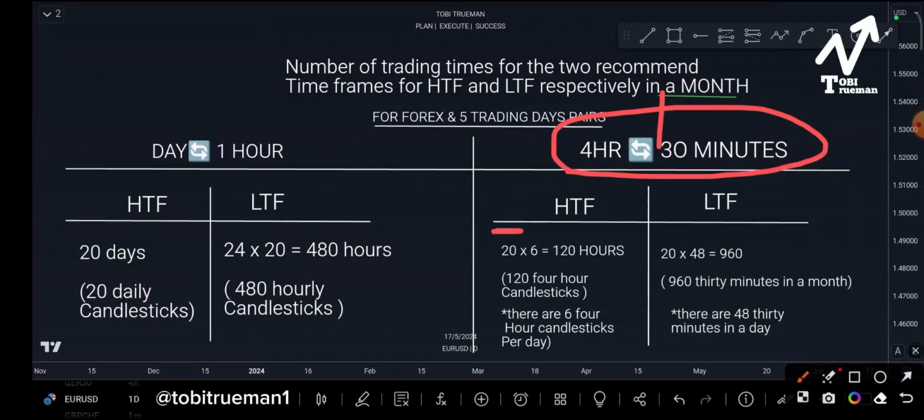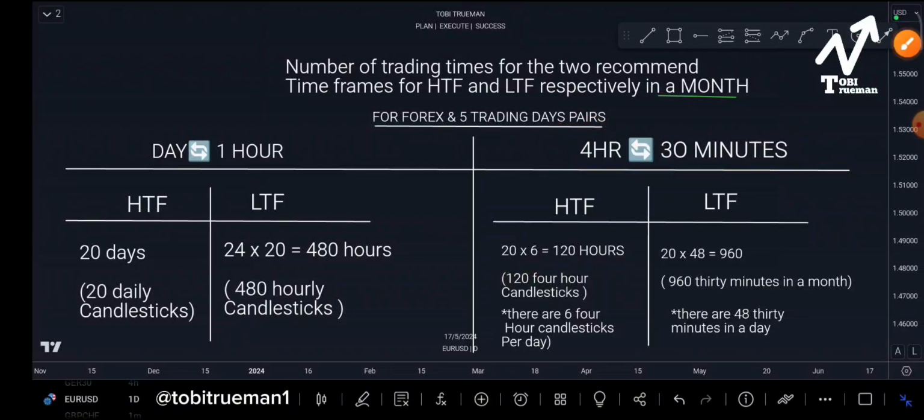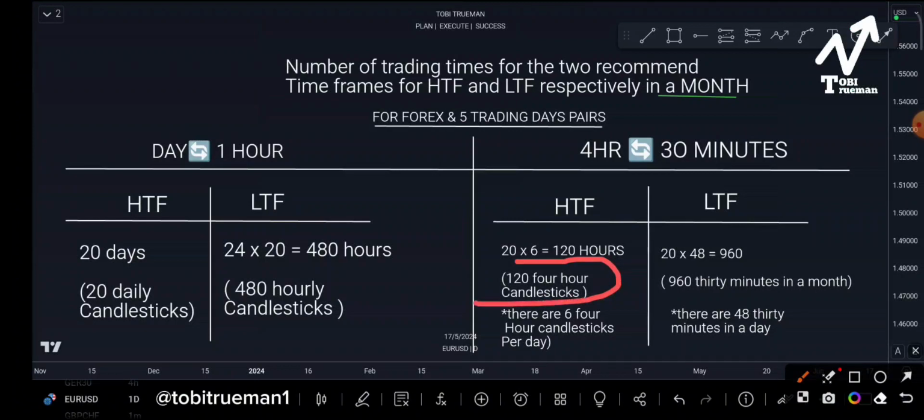We know that we also have the same 20 trading days, but in a day, how many 4-hour candlesticks do we have? There are 6 4-hour candlesticks per day. So since there are 6 4-hour candlesticks per day, we now have 6 times 20, giving us 120 4-hour candlesticks for a whole month. So the candlesticks that we print out to give us trading opportunities for a particular pair, there are 120 for us to see any opportunity in a month for a particular pair.